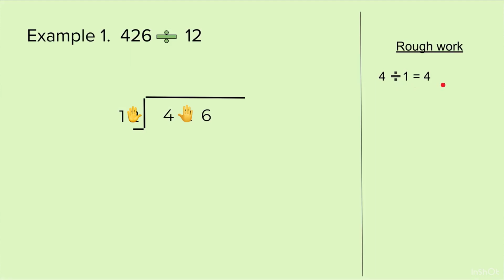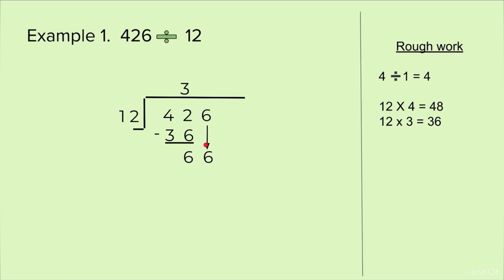1 will go 4 times, so we will multiply 12 by 4, which is 48. 48 is more than 42, so we will multiply 12 by 3, that is 36. So we will write 3 on top and 36 at the bottom. Subtract, we get 6. We bring down the other 6.